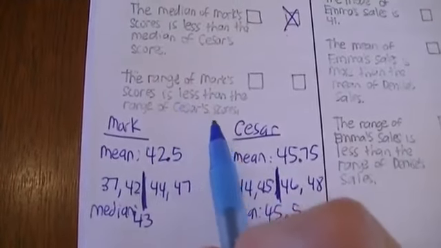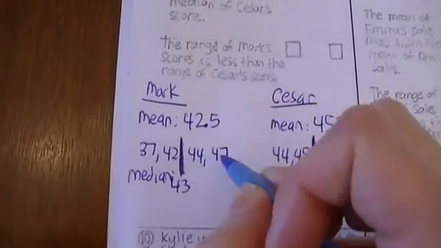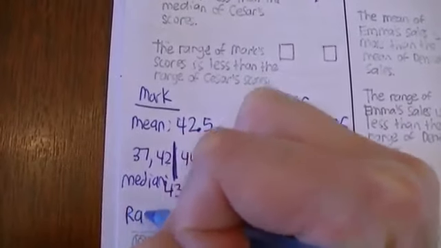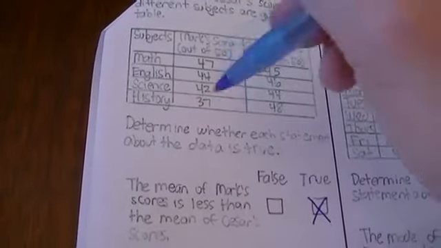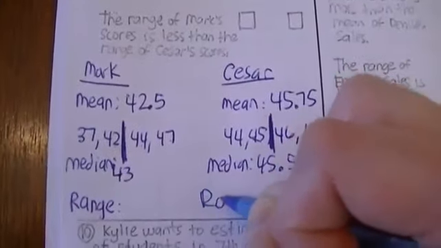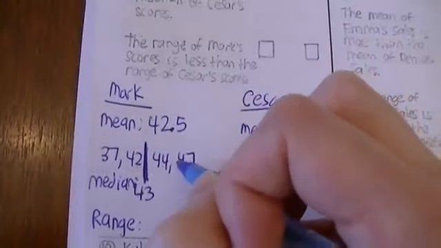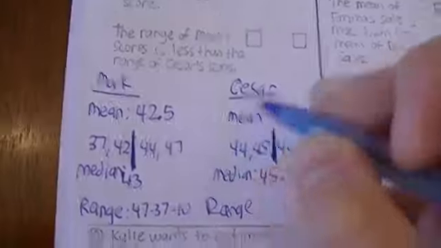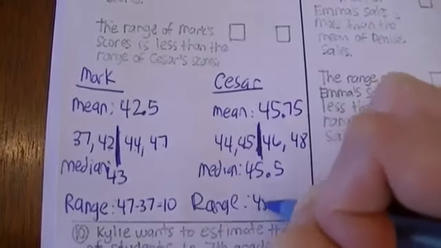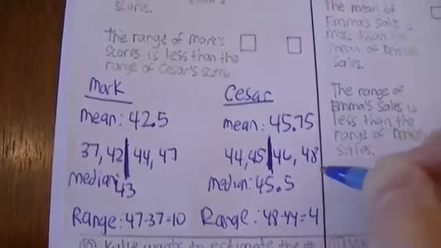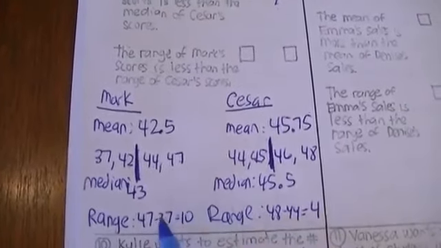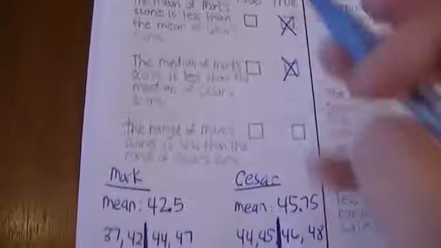Okay, the range of Mark's scores is less than the range of Caesar's scores. So it's nice that I have the data right here, because to find the range I take the highest number minus the lowest number. So I can do that since it's already written there. It's nice and easy. I don't have to fish through the data and risk making a mistake. 47 minus 37 is 10. And 48 minus 44 is 4. So the range of Mark's scores is less than Caesar's scores. Nope, Mark's range is larger, so this is a false statement.